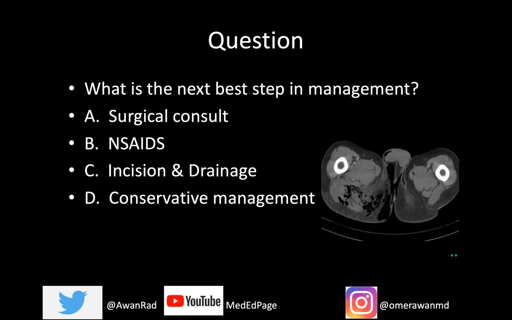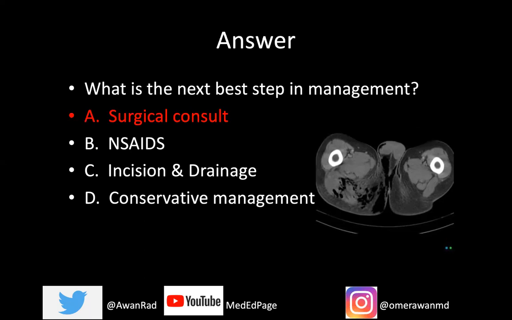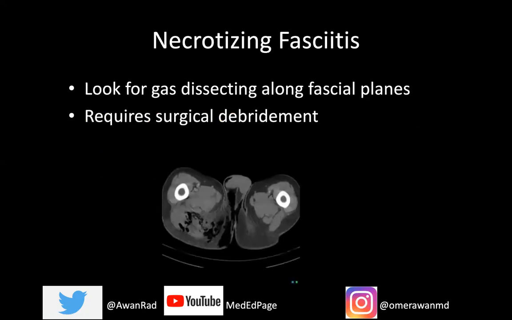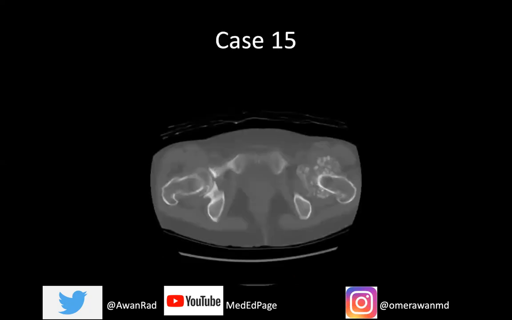We would do a surgical consult in this case of Fournier's gangrene, right? This is a do not miss MSK case. The key to making the diagnosis of necrotizing fasciitis is looking at gas insinuating between fascial planes, between muscles. Gas just in the subcutaneous tissues is not enough for us to potentially make a diagnosis on CT for necrotizing fasciitis, right? So this requires surgical debridement, and we would immediately take the patient to surgery.